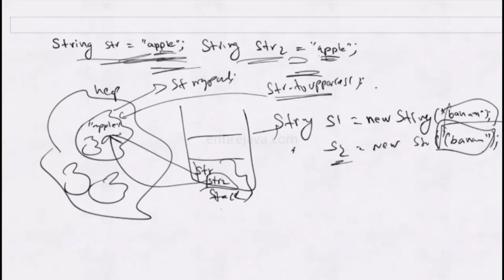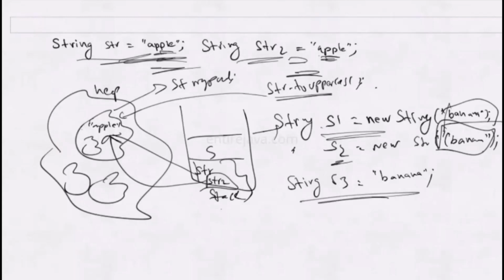Now let's say we have one more statement, say string s3 equals banana. Would this create a new object in the string pool? It won't, because by doing the previous statement we've created an object in heap memory as well as in the string pool. So this statement, s3, will point to banana in the string pool. Hope that makes perfect sense.